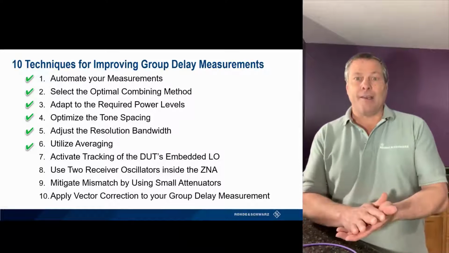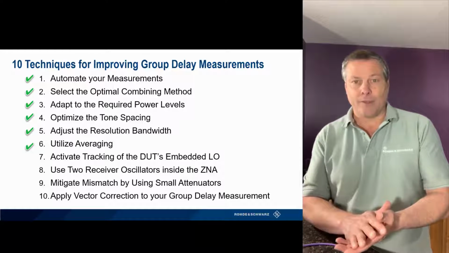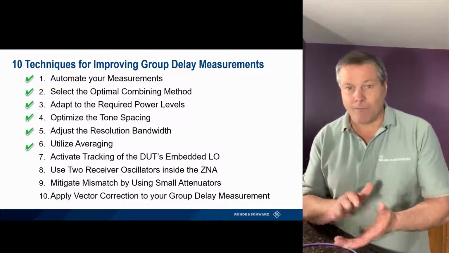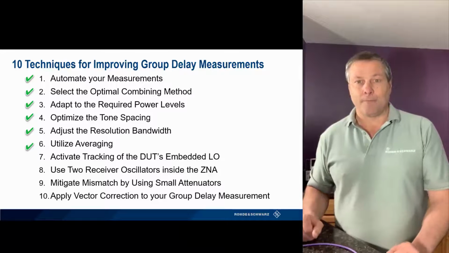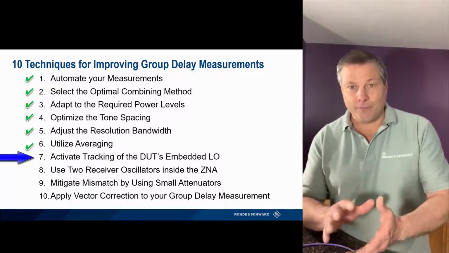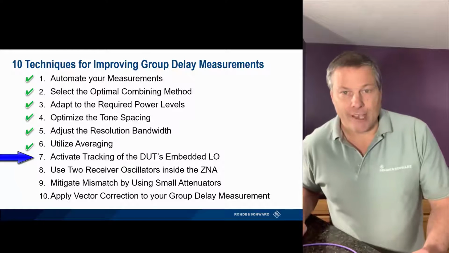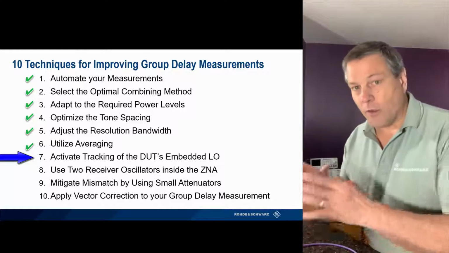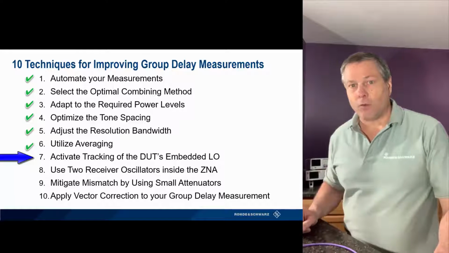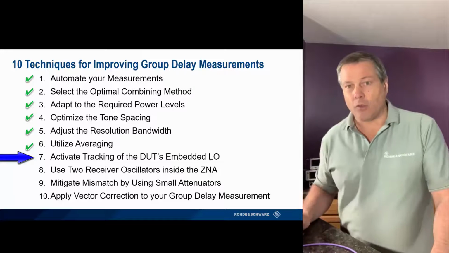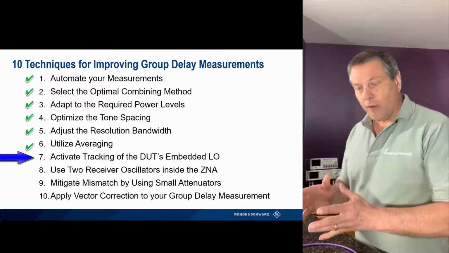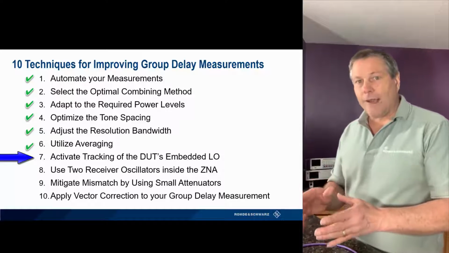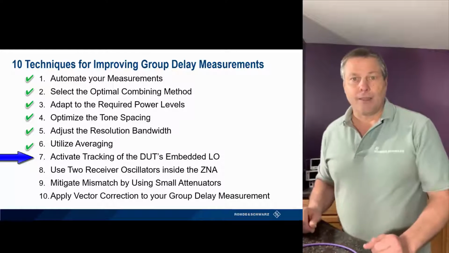Now, I have 10 ideas for making improvements, so that's 10 different videos, one for each idea. In this video, I'm on idea number 7, which is to use LO tracking to figure out what's going wrong when the measurement doesn't look right. So LO tracking is a feature that we have that will help us figure out what's happening if the local oscillator is at a different frequency than we expect.